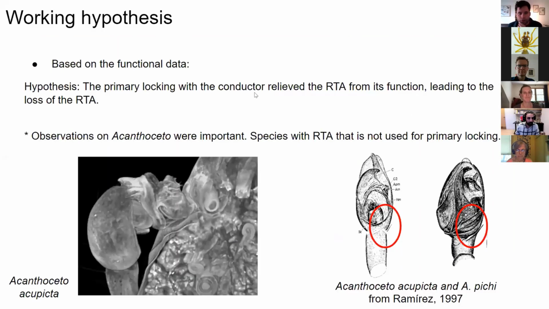And therefore, based on the functional data that we just observed, we came to this hypothesis: the primary locking with the conductor relieved the RTA from its function, leading to the loss of it. And I need to say that observations on the genus Acanthoseta were really important for getting to this hypothesis, because the species of this genus still have an RTA. One species still has a fairly large and developed RTA, but they don't use it at all. So this genus was really important for thinking of this hypothesis.